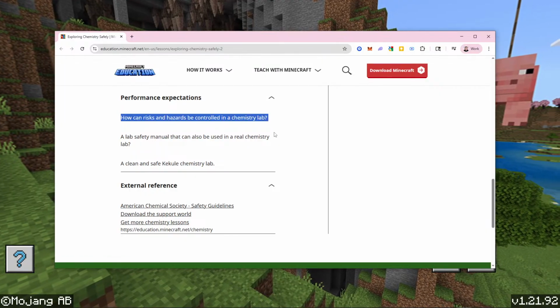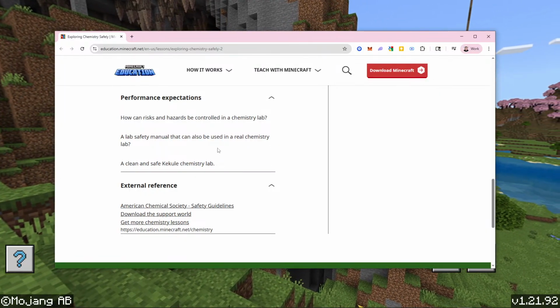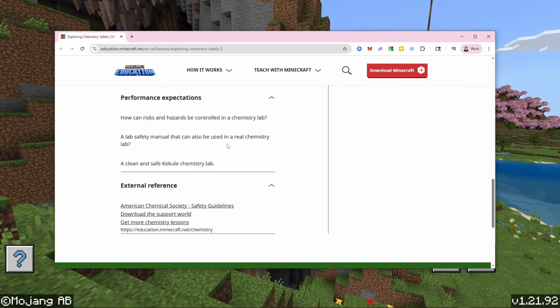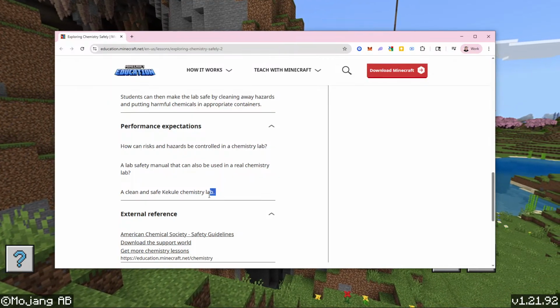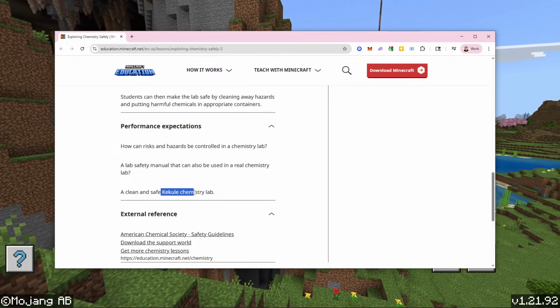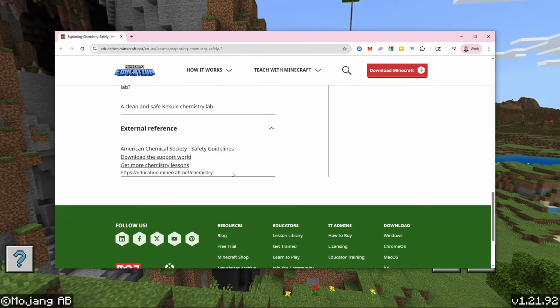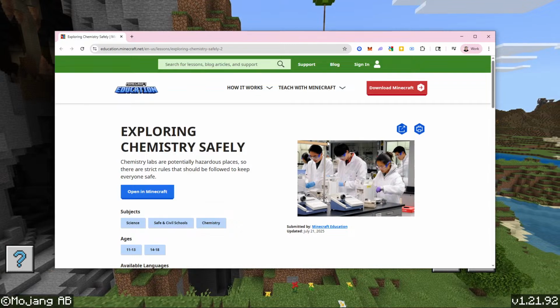Performance expectations. How can risks and hazards be controlled in a chemistry lab? A lab safety manual that can also be used in a real chemistry lab. A clean, safe, I don't know what that is, Kekule chemistry lab. And then there's some sources here, supporting documentation that you can look at as well. So let's start this up.